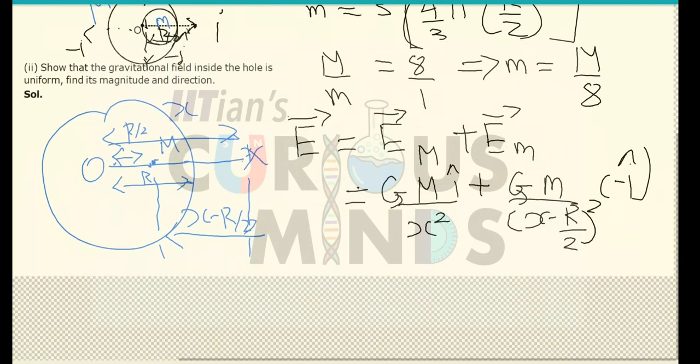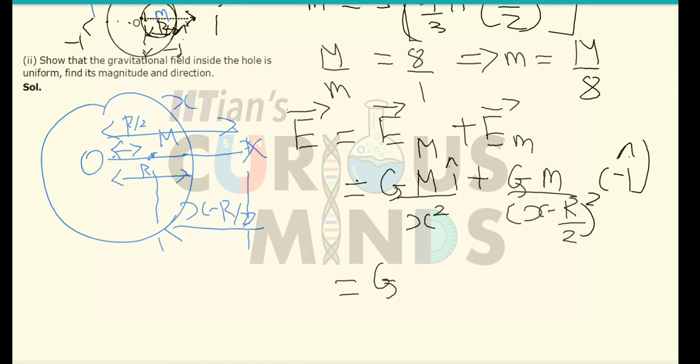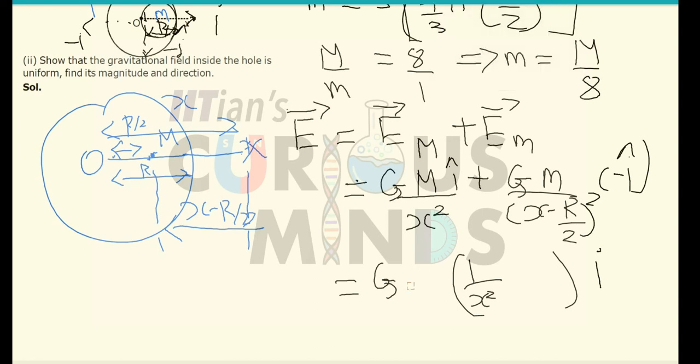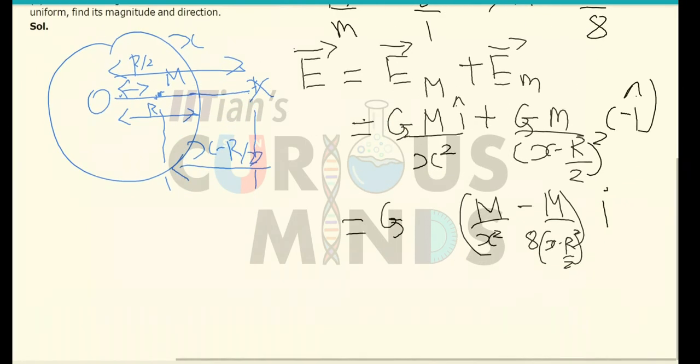Okay, so basically I can take Gm common, it will be equal to Gm into I cap. Also I can take 1 by x square as common. Now small m can be substituted as capital M divided by 8 into x minus r by 2 the whole square. Now I can take m common.